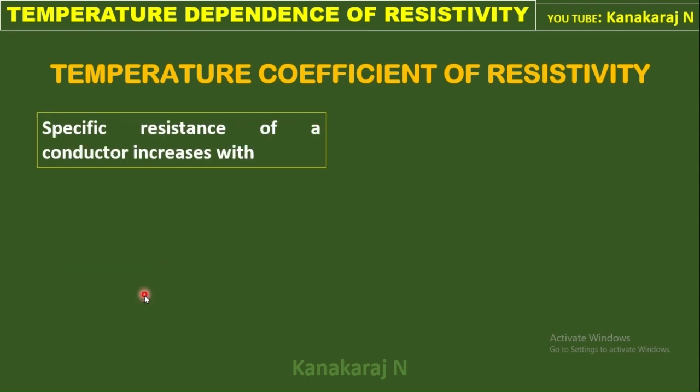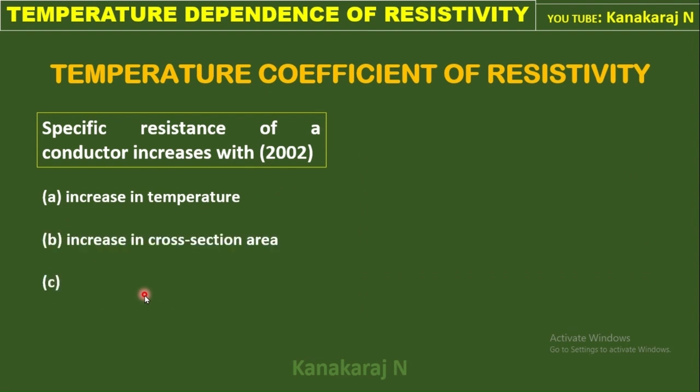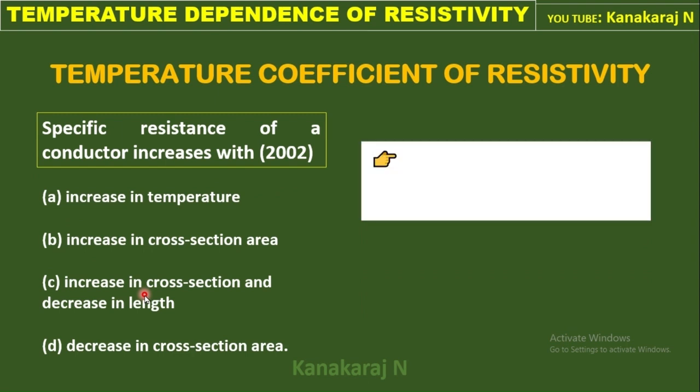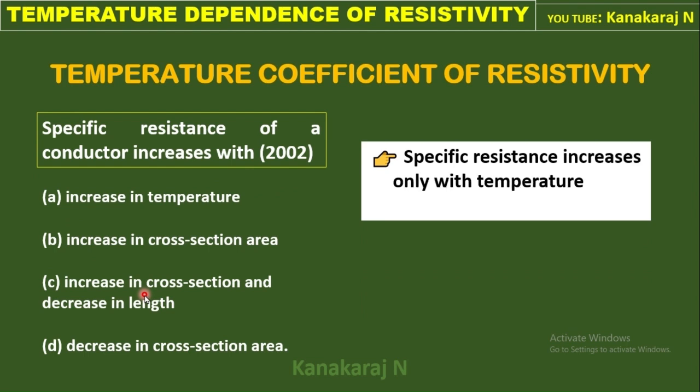Specific resistance of a conductor increases with: increase in temperature, increase in cross-sectional area, increase in cross-section and decrease in length, or decrease in cross-sectional area. Specific resistance depends only on the nature of the material, but not on the dimensions of the material. So specific resistance of a material increasing with temperature is the right one, but not the other options. Specific resistance increases only with temperature for conductors.